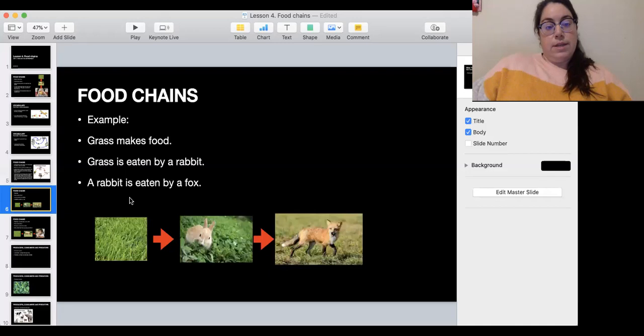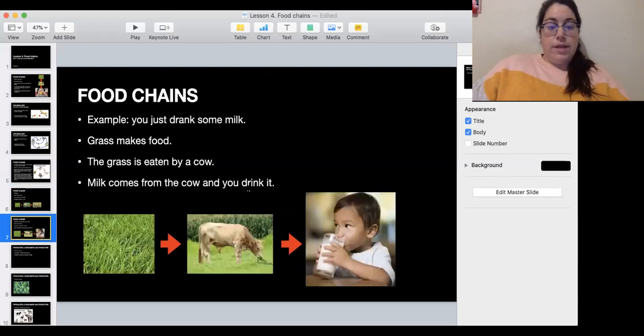And here's another example. Here you have grass that made its own food. Then you have a rabbit that eats the grass, and then you have a fox that eats the rabbit. So you can see how the energy moved from the grass to the rabbit to the fox. Another example here is if you drink milk. You have grass, a cow eats the grass, and then somebody milks the cow, and you have your milk, and you drink.